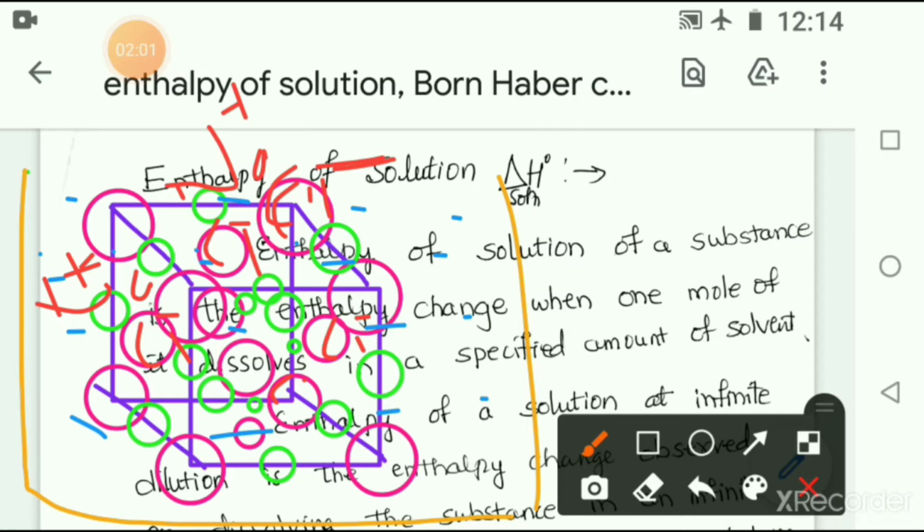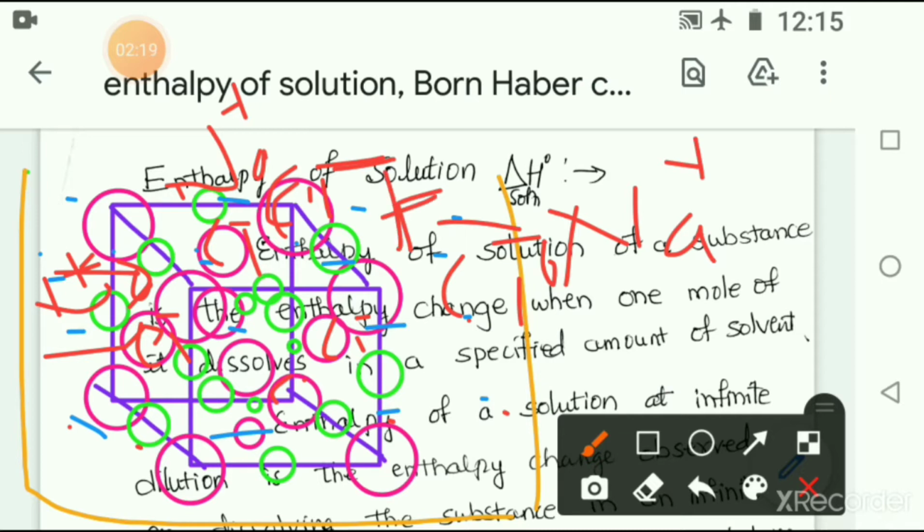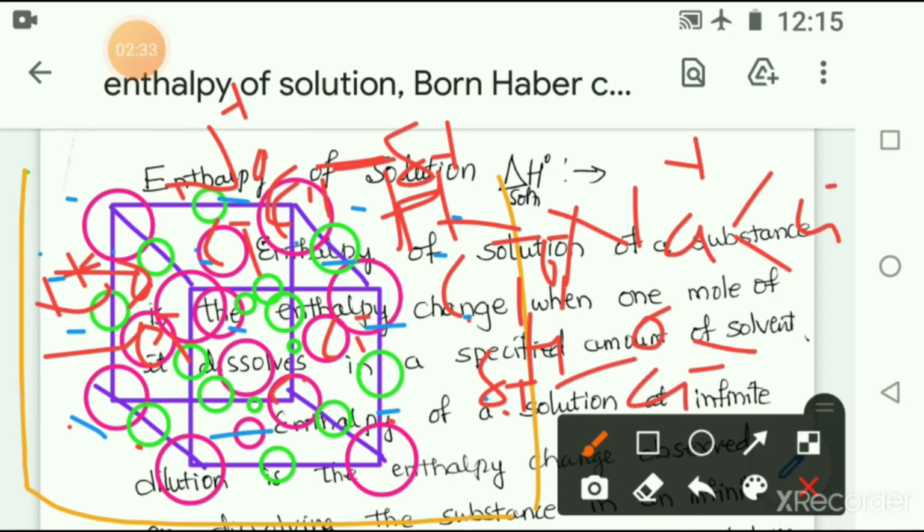If we add it to a container having water, these bonds break and the sodium ions and chloride ions are set free. The water molecules surround them in such a way that the oxygen end, which carries a negative charge, faces the sodium ion, and the hydrogen end, carrying a positive charge, surrounds each of the chloride ions. So the bond breaks between the sodium and chloride ions, they are set free in the gaseous phase, and then they are surrounded by water molecules. This process is called hydration.